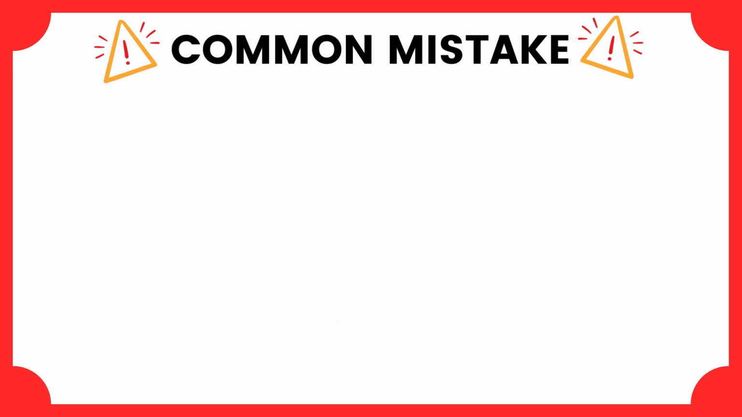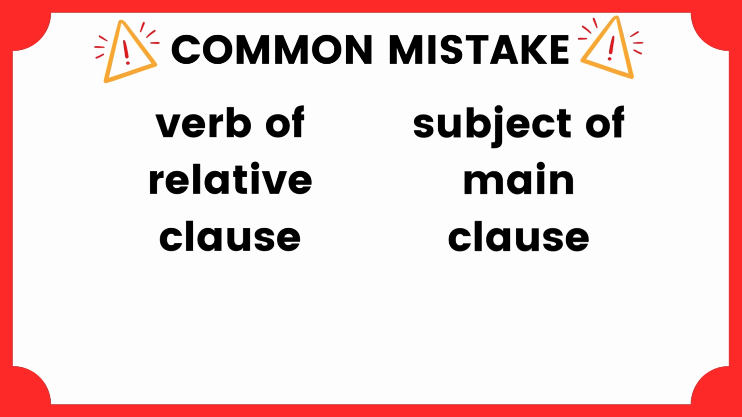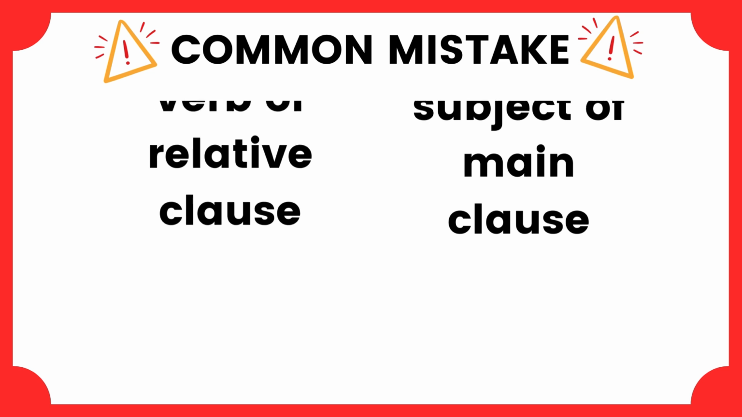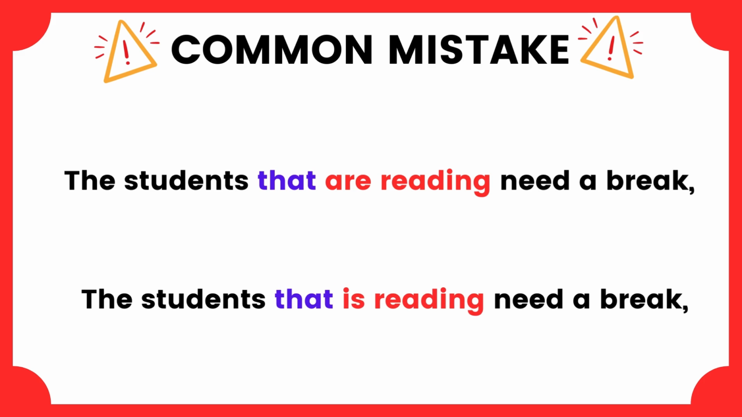One other important point I will note, and this is a common mistake for new English users, is that the verb in our relative clause must match the subject of our main clause. For example, "the students that are reading need a break." Students is the subject of our main clause, so the verb in our relative clause, here it's "are," has to match students. We cannot say "the students that is reading need a break." This is incorrect.